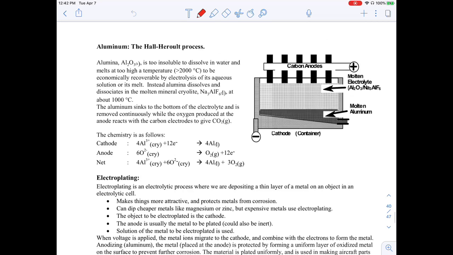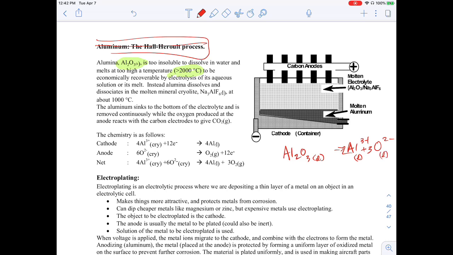So another very common electrolytic reaction that you need to know is the aluminum purification. Aluminum is an interesting chemical because it's very light, and aluminum itself doesn't have a high melting point, but aluminum oxide, which is what you get in nature, has an extremely high melting point. And so you can't liquefy it. If I wanted to liquefy aluminum oxide so that it becomes aluminum ions and oxide ions, I need to heat it up so much that it can't be held in anything.